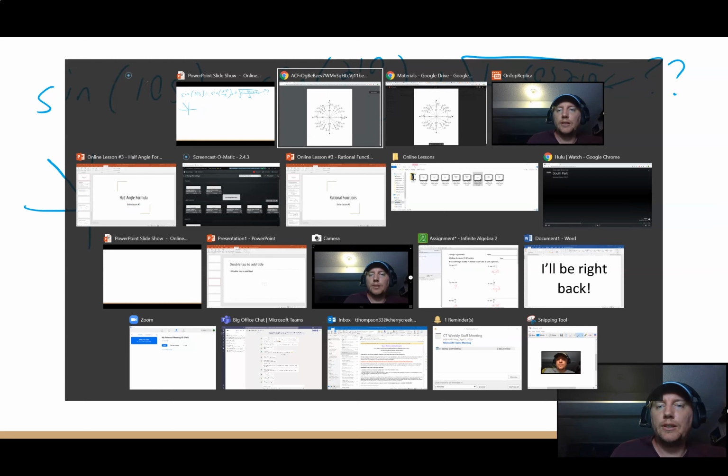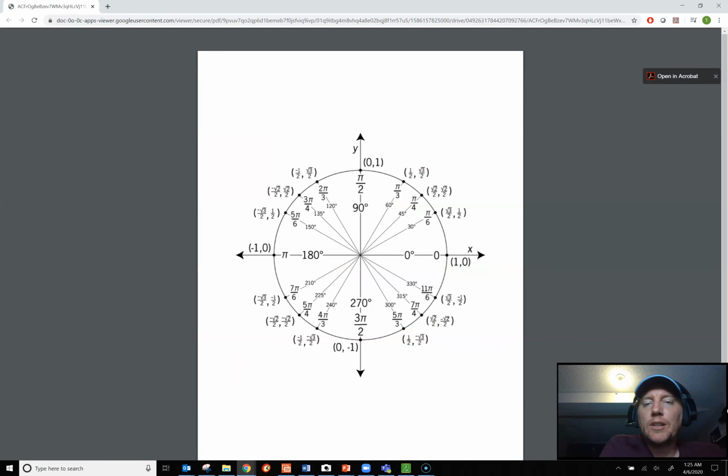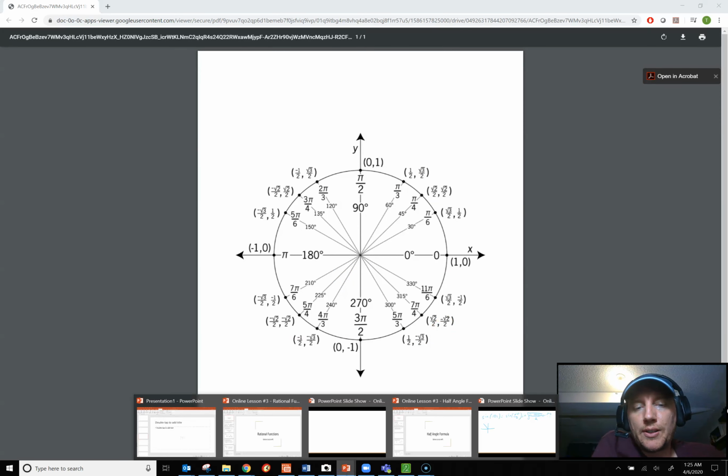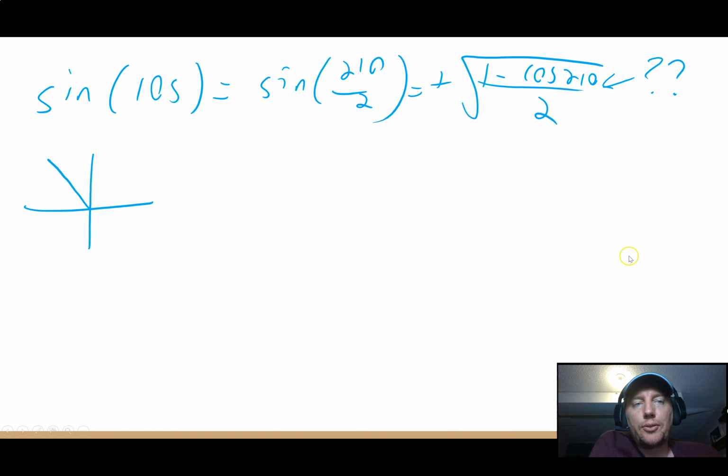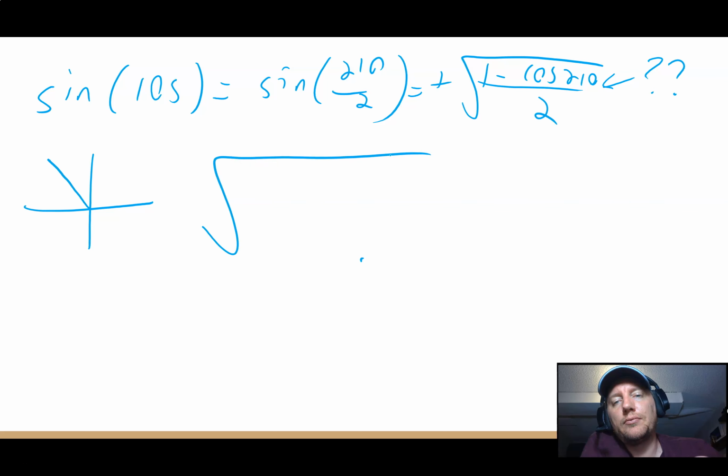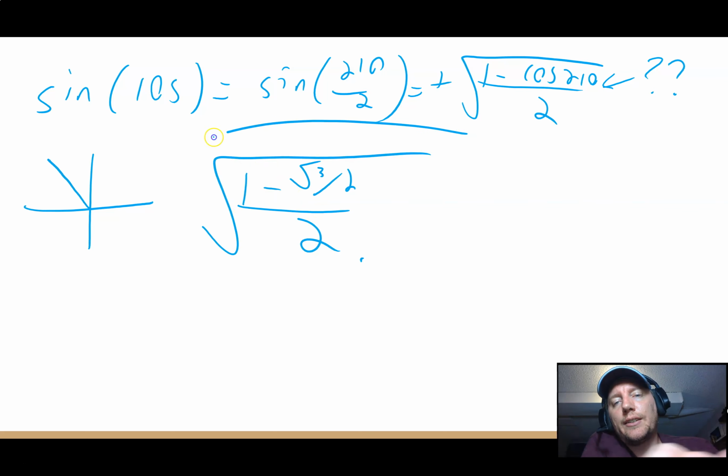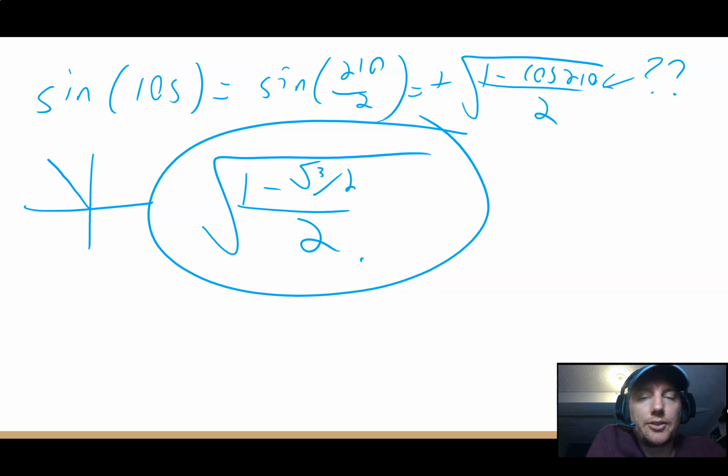Where'd it go? There it is. All right, so cosine 210, if we look here, is going to be negative square root of 3 over 2. So negative square root of 3 over 2 is what I'm going to replace that with. And technically, that's a good enough answer.